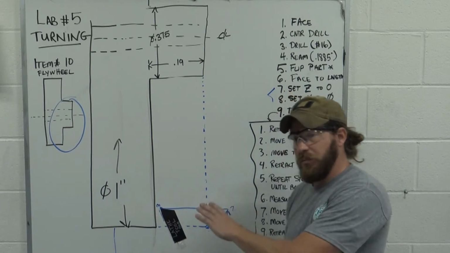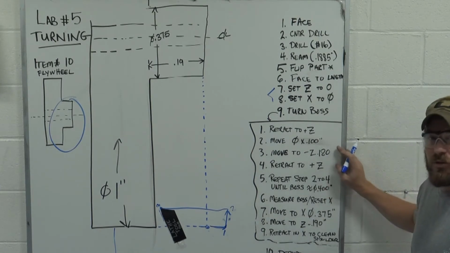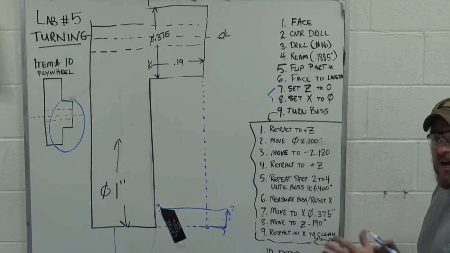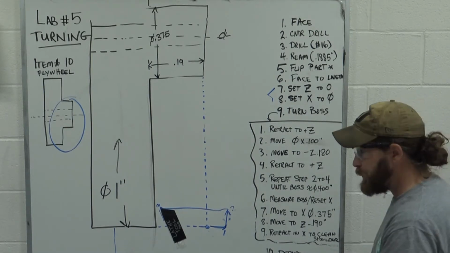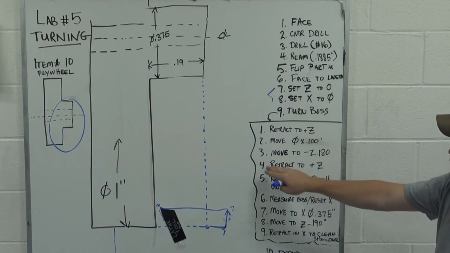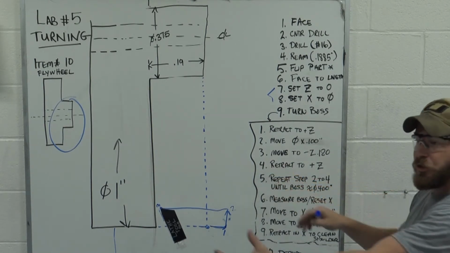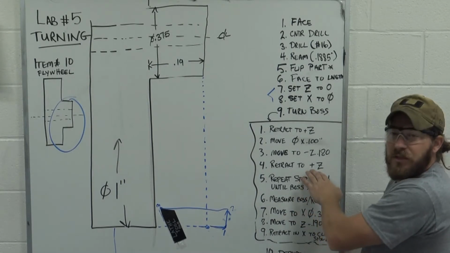Well, that's a little bit later in the steps. But just make sure you only go to 180 or 185, somewhere in there. But you definitely want to stop short of the 190. All right? So that was step number 3. Step number 4 is just to retract straight back out in the Z. All right? Back out in the positive Z.